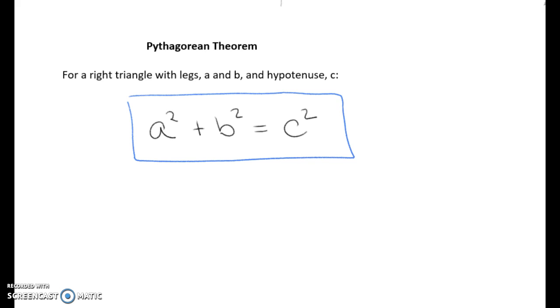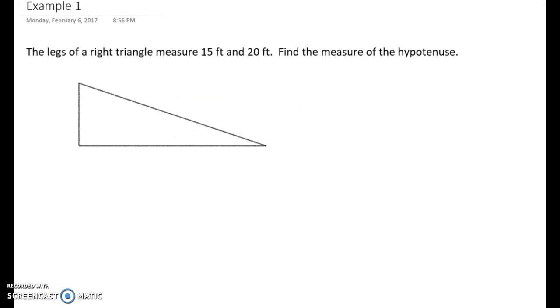So let's go to an example where we can use that. Example 1. The legs of a right triangle measure 15 feet and 20 feet. Find the measure of the hypotenuse. So it's always nice to have a little sketch to work from. So I'm going to label my sketch. My unknown hypotenuse I will call C.